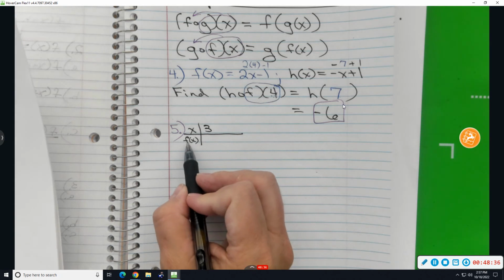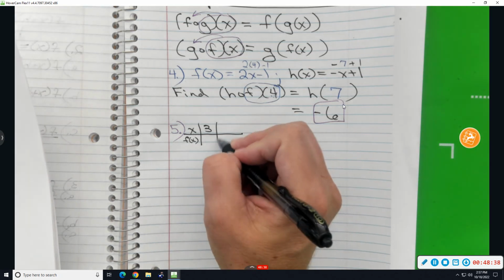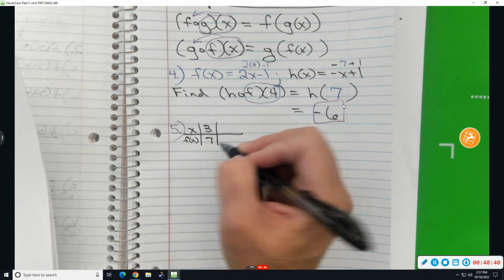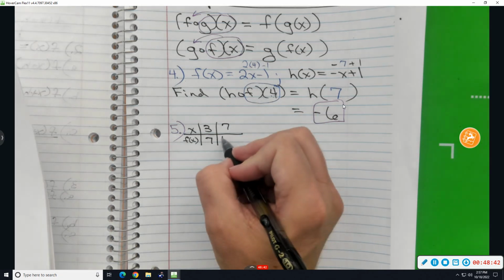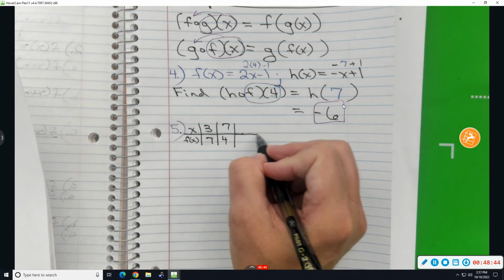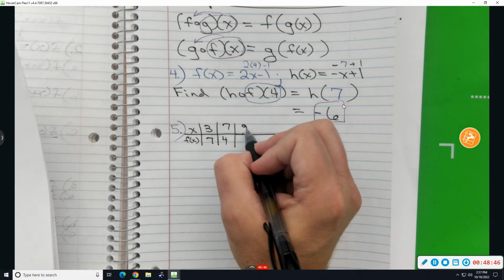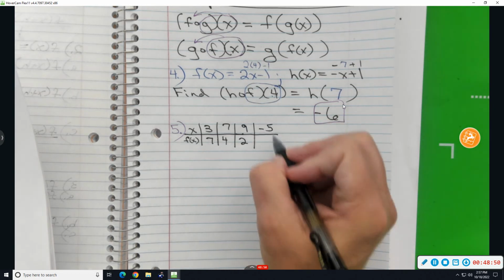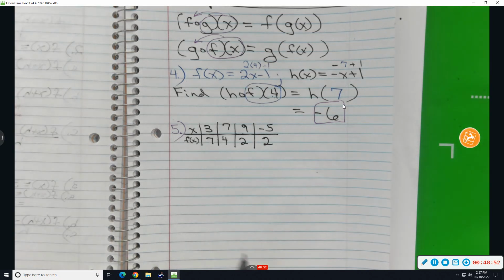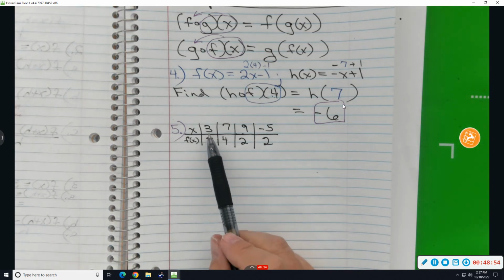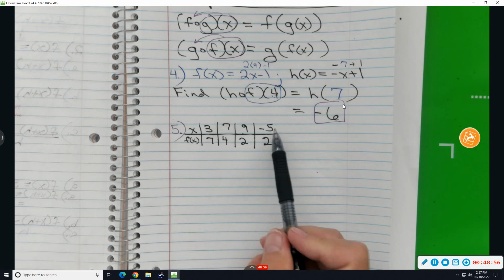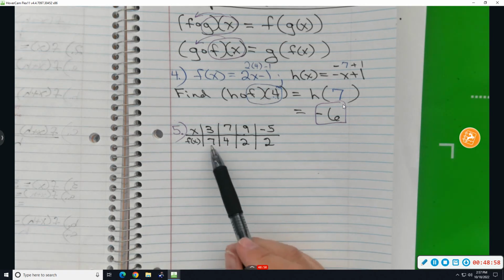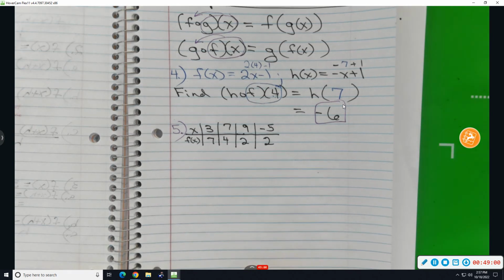With the function f, 3 is assigned to 7, 7 is assigned to 4, 9 is assigned to 2, and negative 5 is also assigned to 2. So the domain is 3, 7, 9, and negative 5. The range is 7, 4, and 2.